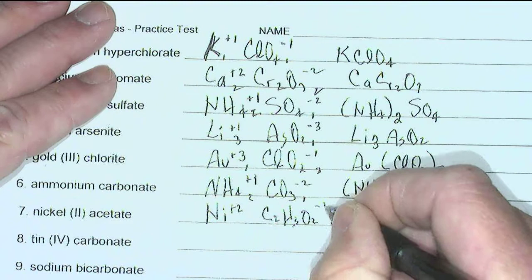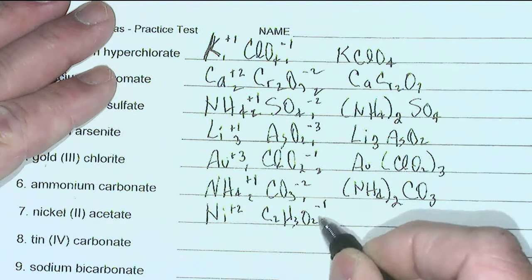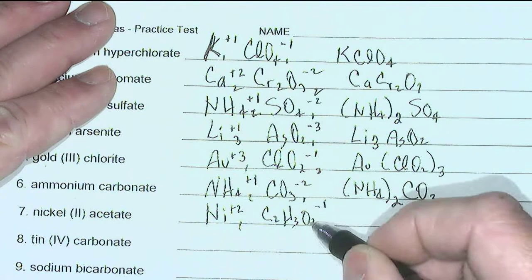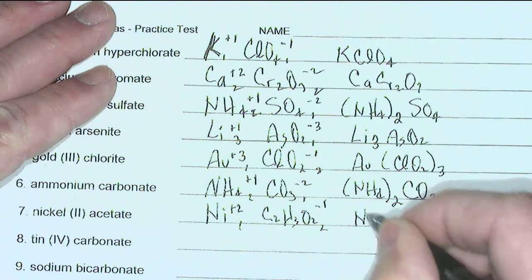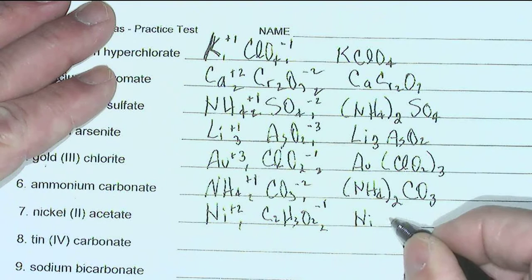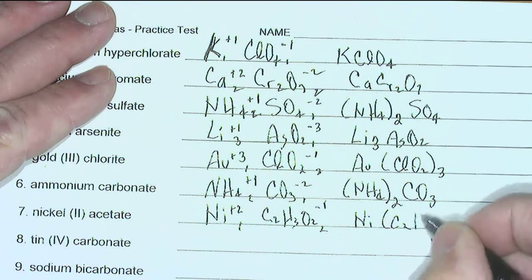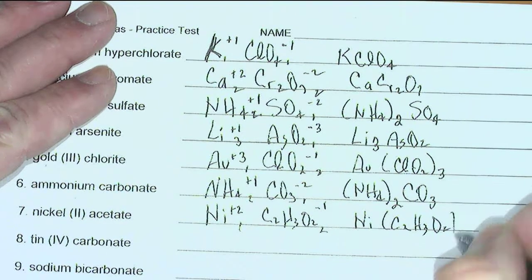It is a -1. So we cross here, 1 here, 2 here. So that means we need 1 nickel and we need 2 acetates. So there's our nickel, and the acetate, being a polyatomic, is going to get put in parentheses. And there'll be 2 of those.